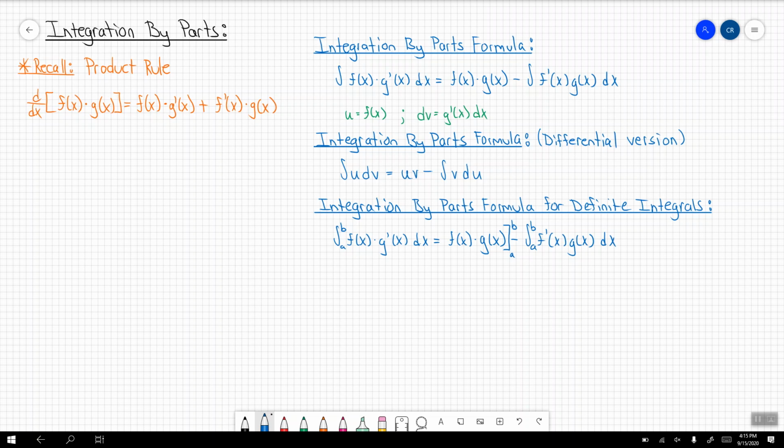So today we're going to be looking at integration by parts. And one of the first things I want you to do is to recall the product rule for differentiation that we learned back in Calc 1.